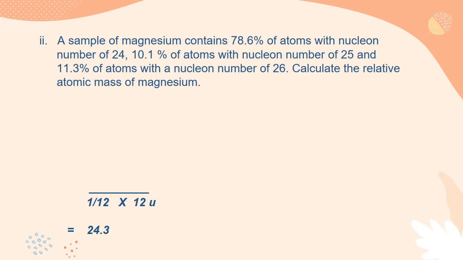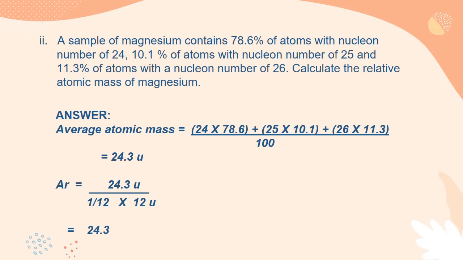We go to question number 2. A sample of magnesium contain 78.6% of atom with nucleon number of 24, 10.1% of atom with nucleon number of 25 and 11.3% of atom with a nucleon number of 26. Calculate the relative atomic mass of magnesium.